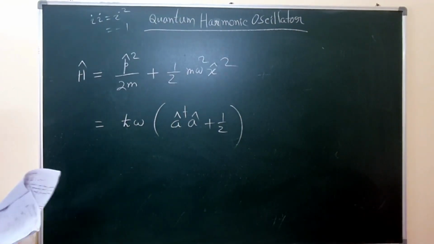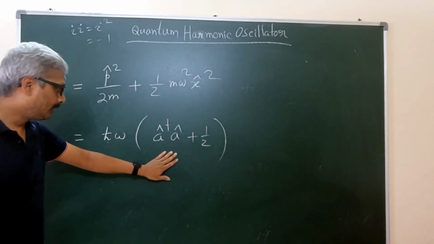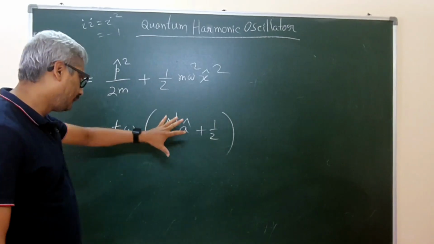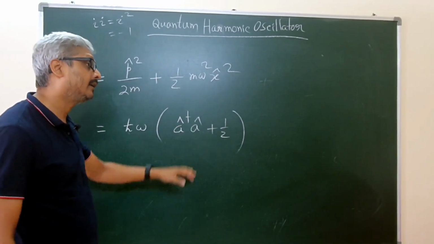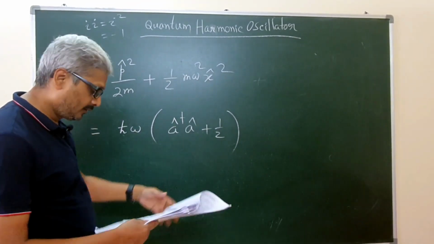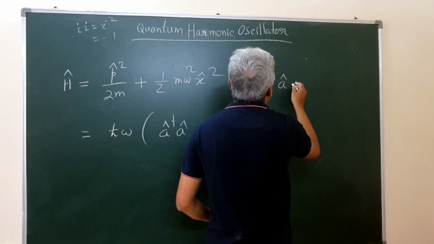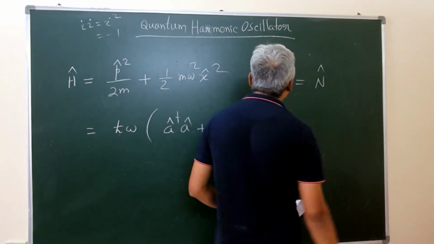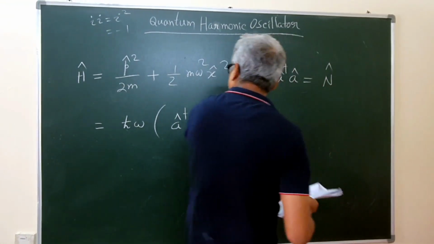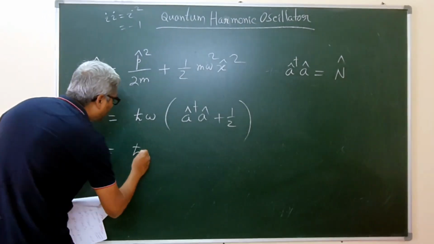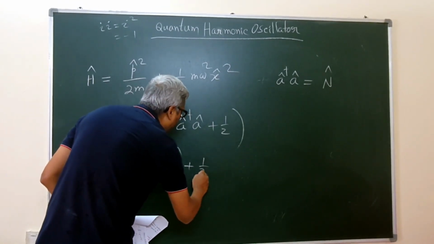Now we can easily see that this Hamiltonian is certainly a Hermitian operator, and we will also see that this combination a dagger a, even though individually they are not Hermitian, is Hermitian. This operator a dagger a is called the number operator, which is Hermitian. So here I can write this as h bar omega times the number operator plus half.